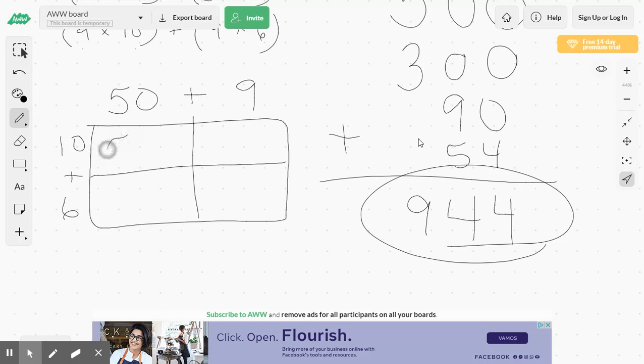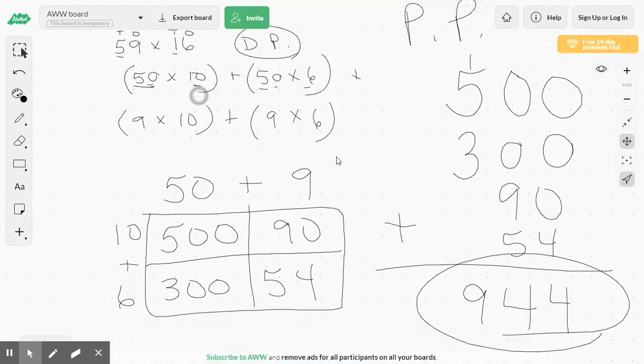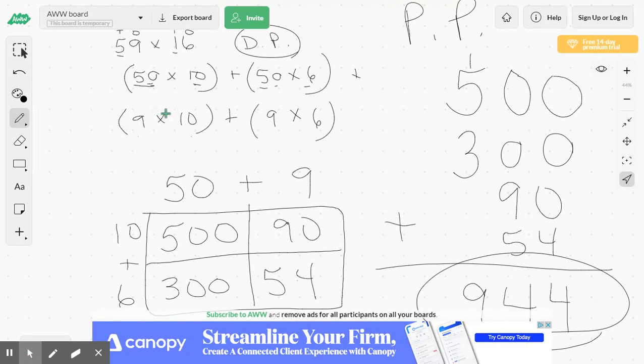Here, 5 and 1 is 5, plus the 2 zeros. Here, 10 and 9 is 90. Here, 5 and 6 is 30, with the extra zeros, 300. And here, 9 times 6 is 54. So here, those things that you multiplied up here on top when you did that distributive property, the 50 times the 10 is what we got here. The 50 times 6 is what we did here. The 9 times 10 is what we did here. And the 9 times 6 is what we did here.